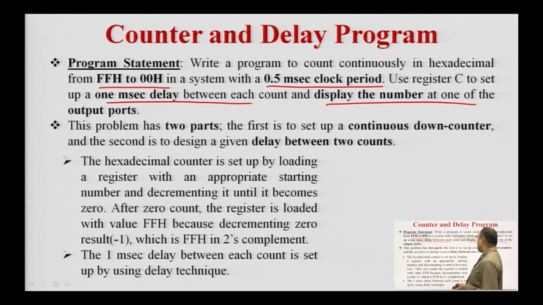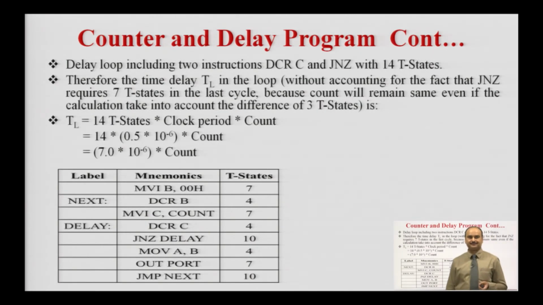So, after 0 count, the register is loaded with the value FFH, because decrementing 0 by 1 results in FFH, which is minus 1 in 2's complement. The 1 millisecond delay between each count is set by using the delay technique. So, this is the requirement in the program.